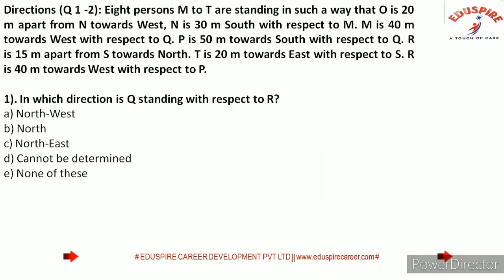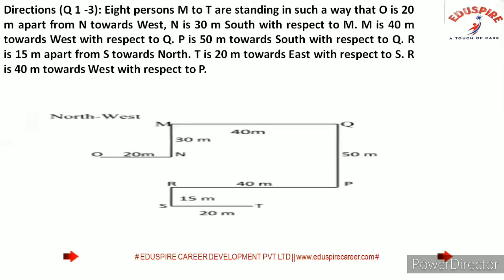In order to understand this, we need to check the figure where we have drawn all the information given in this question. First it is mentioned that O is 20 meter apart from N towards west, so we have maintained that here. Then N is 30 meters south with respect to M, that we have also maintained. M is 40 meter towards west with respect to Q, that we have maintained.